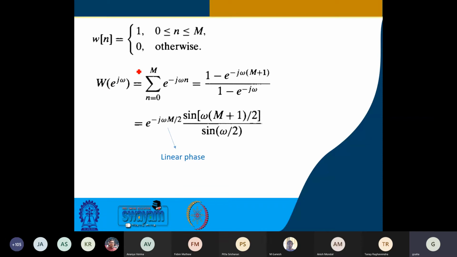So Wn we have already seen, right? If you are considering a rectangular window, then this is 0 to M, and W to the power j omega is like this, and this is the linear phase, and this is the magnitude part. This we have studied long back when we discussed DTFT.